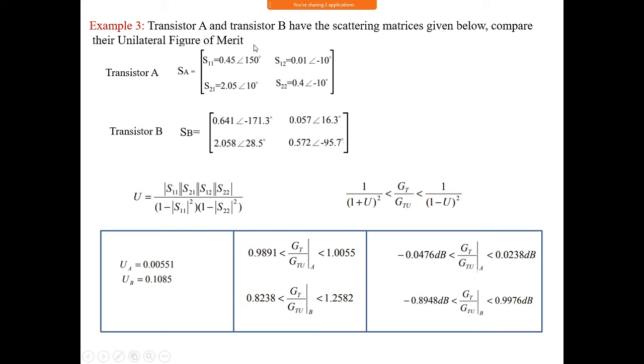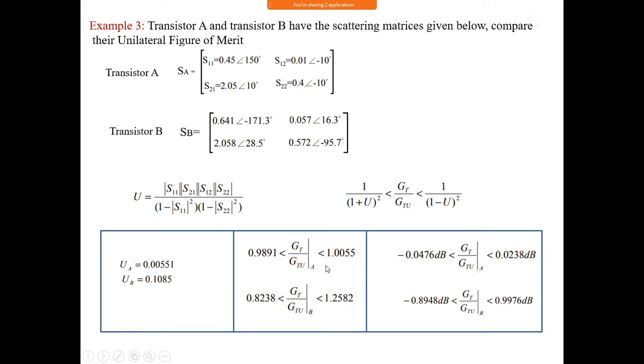Calculate the unilateral figure of merit for this transistor and this transistor, and compare the two. That is the question here. Comparing the two means you calculate the unilateral figure of merit u using all these parameters for transistor A. If you do that, you will get this value, 0.00551. U for transistor A is this, and U for transistor B is this.